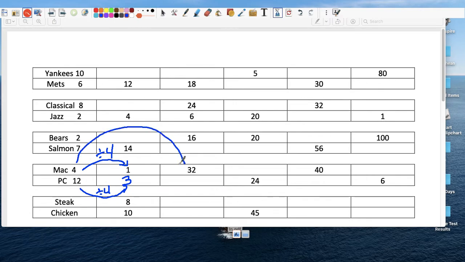How did the 4 become 32? Times 8. So I'm going to multiply the 12 times 8. And that gives me 96. Looks like Pac-Man.